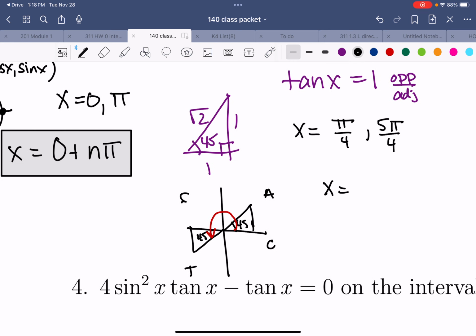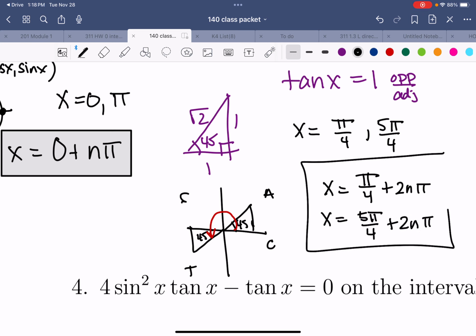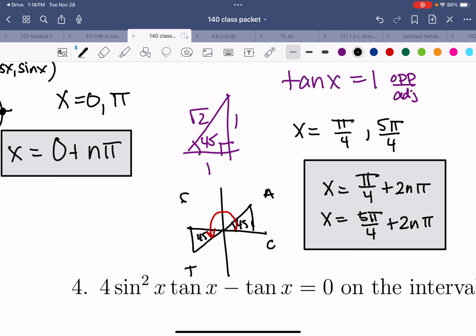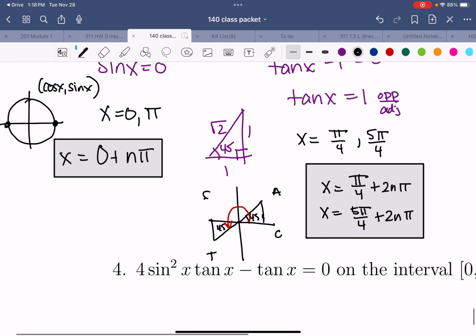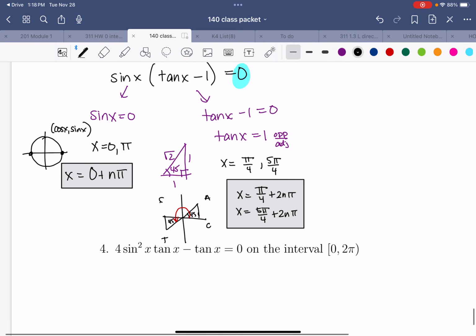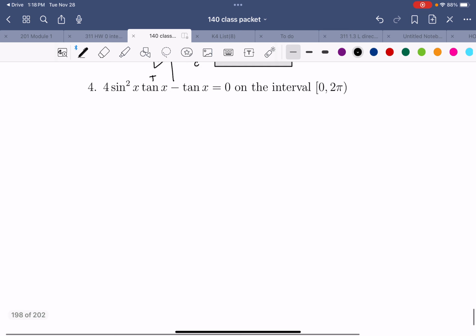So x is equal to pi over 4 plus 2n pi, and x is equal to 5 pi over 4 plus 2n pi, right? And these are the general solutions. If they were looking for the ones with just from 0 to 2 pi, I'd have 0, pi, pi over 4, and 5 pi over 4. Okay. On to number 4.